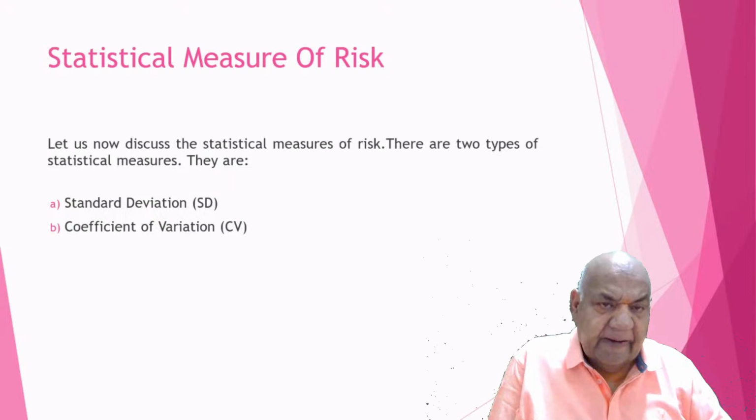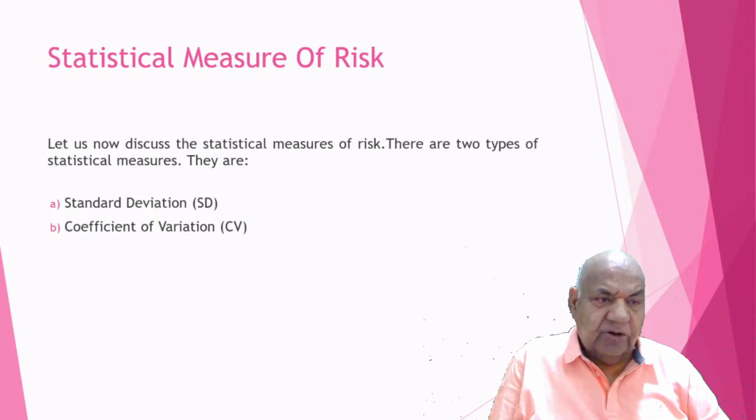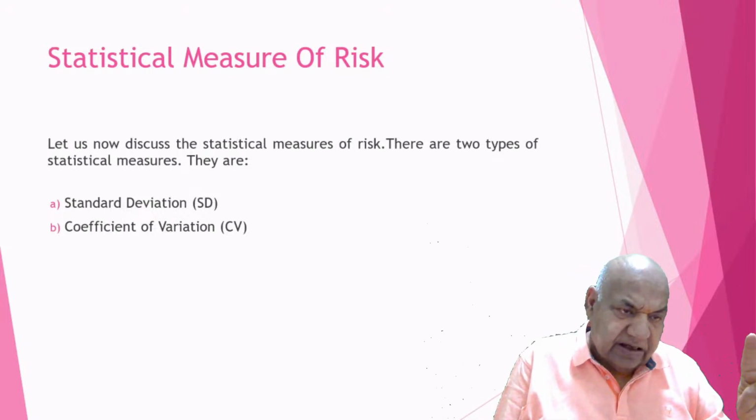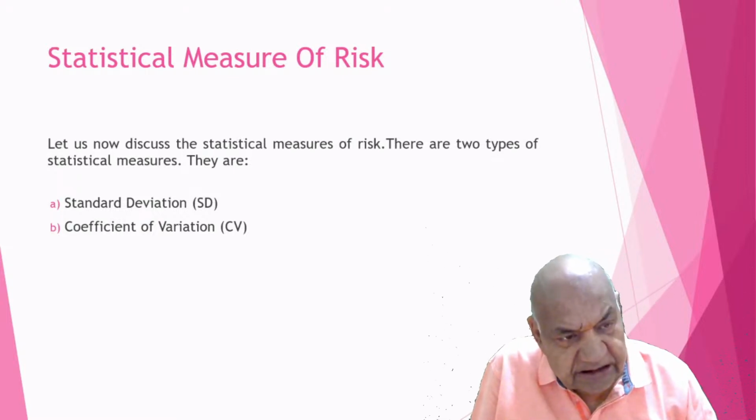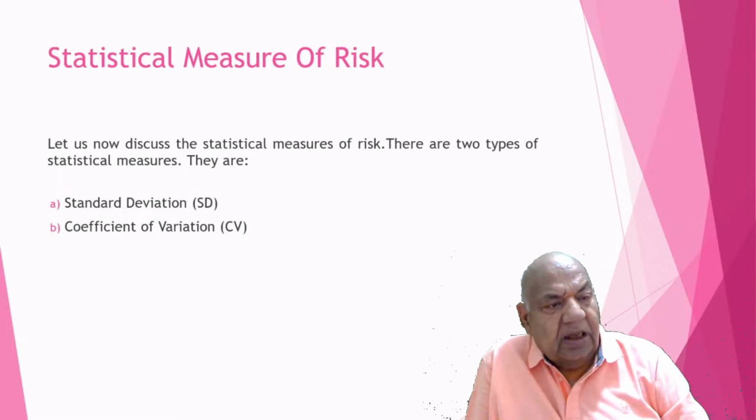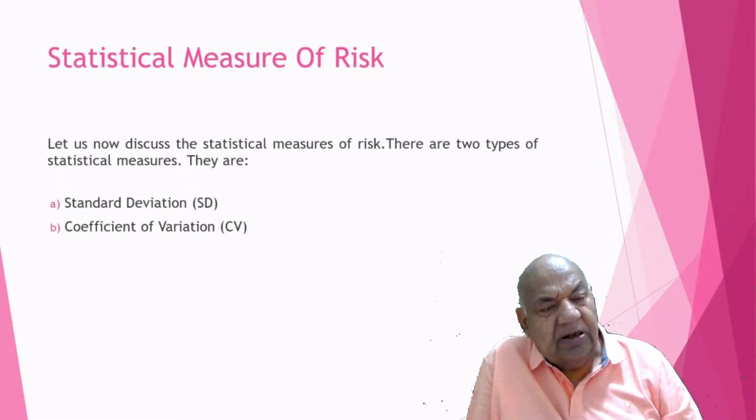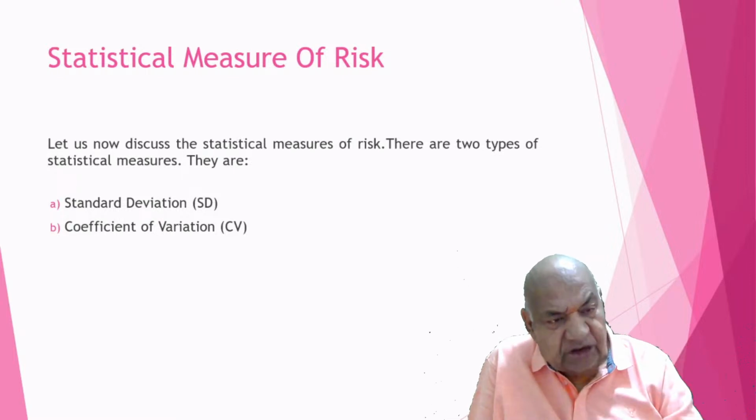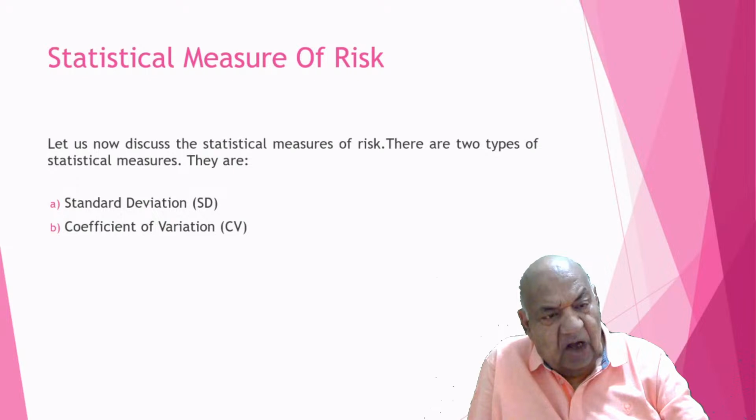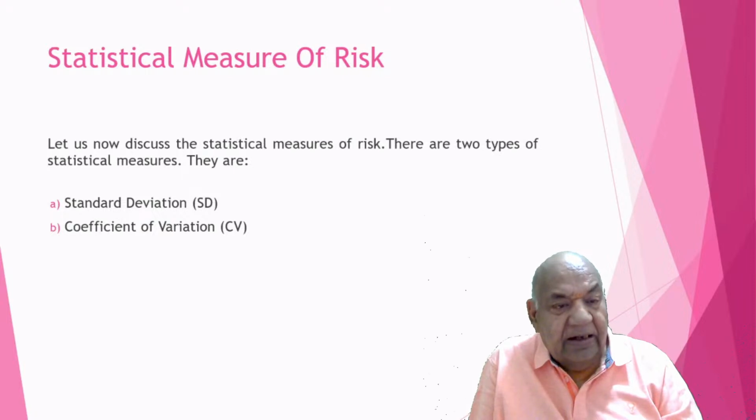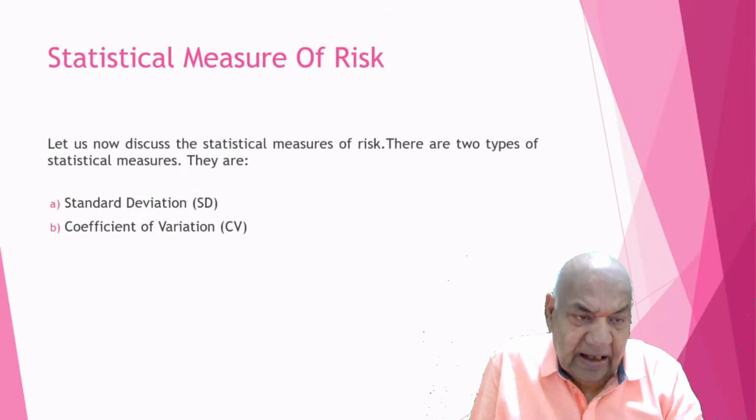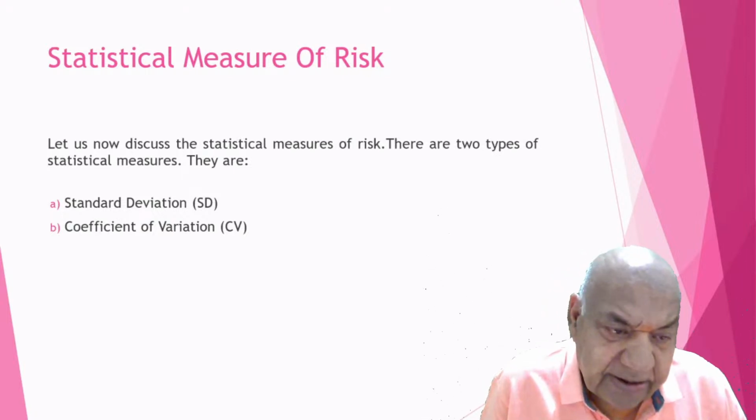Let us now discuss the statistical measures of this. There are two types of statistical measures. They are standard deviation, and we have just discussed arithmetic average. Standard deviation is calculated by finding the summation of the differences from the arithmetic average and then dividing it by n and again finding out the root of that figure.